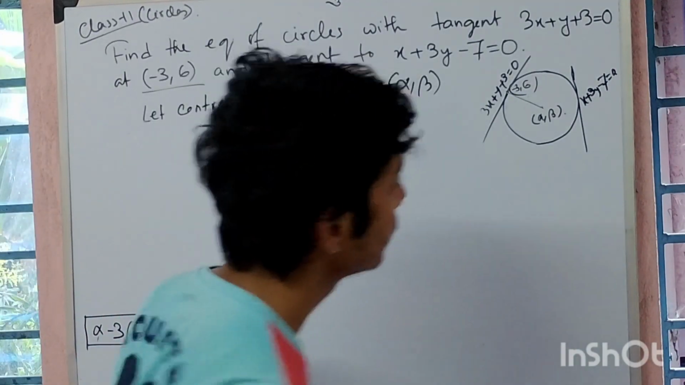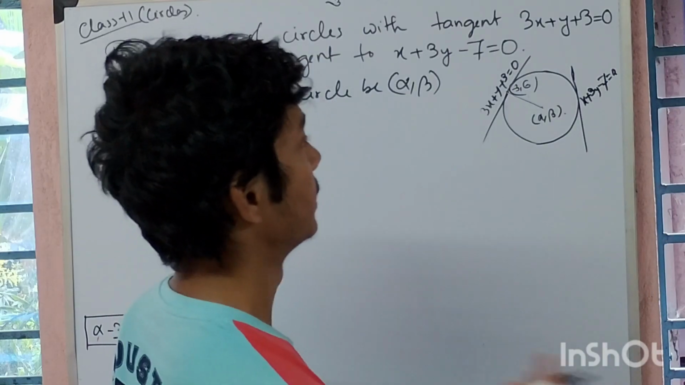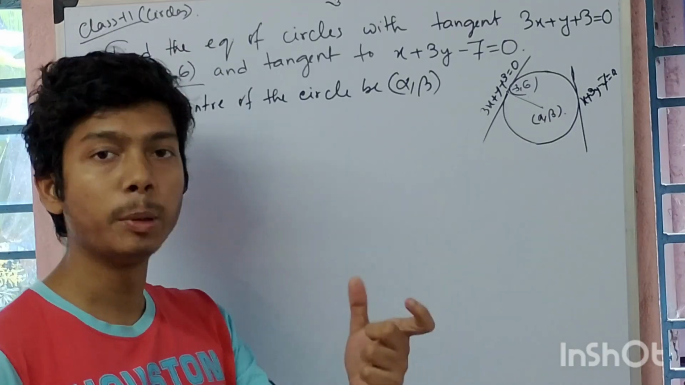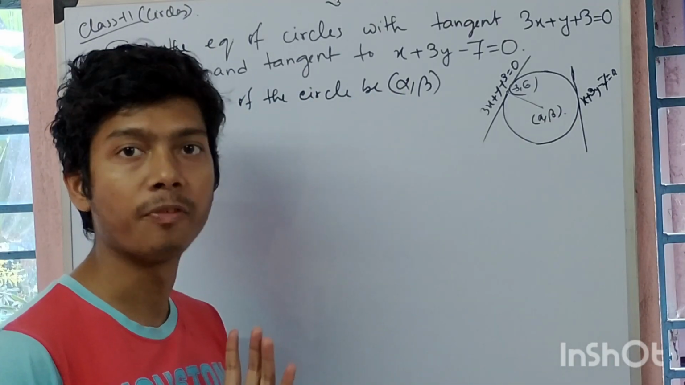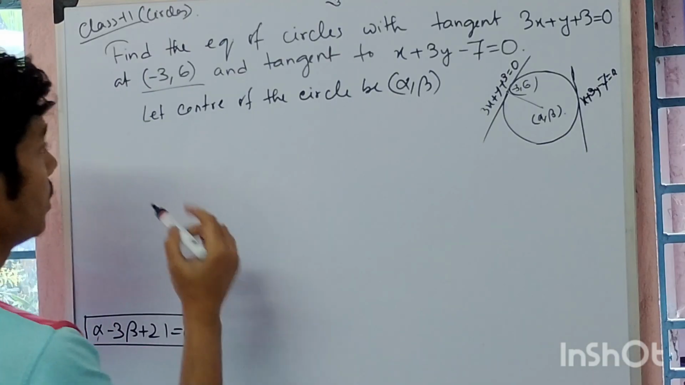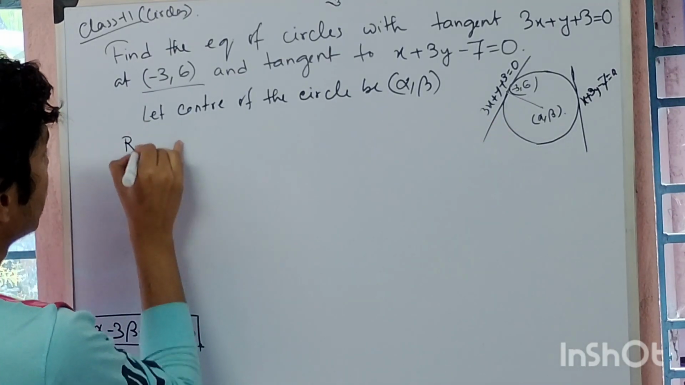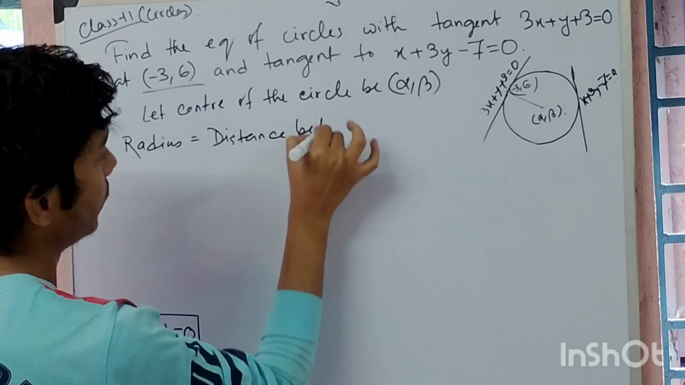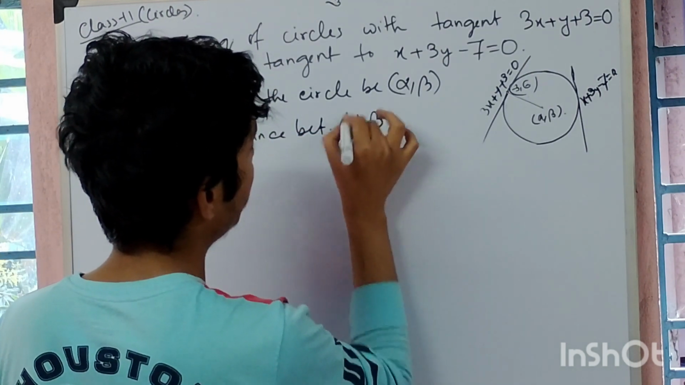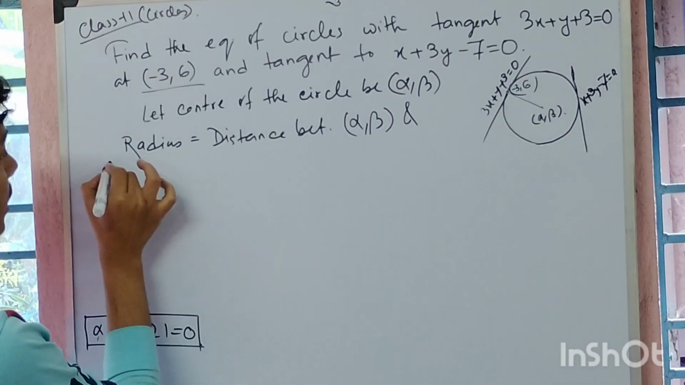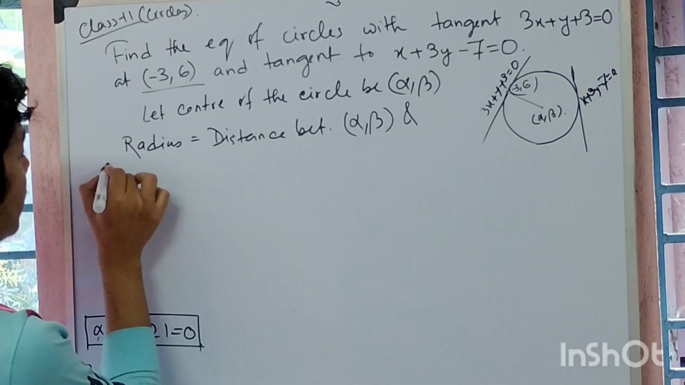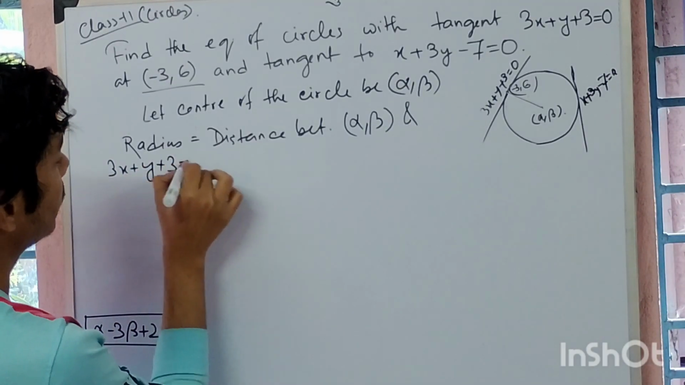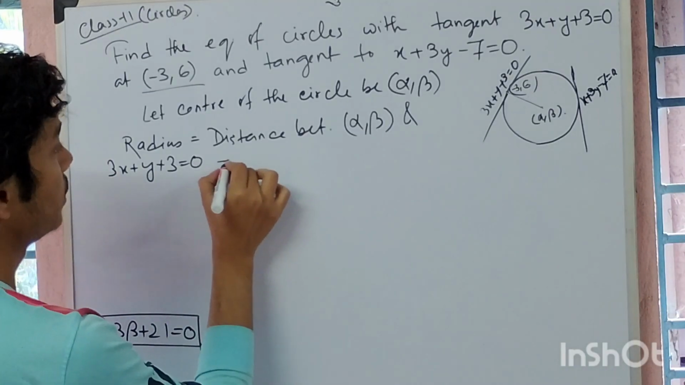Look at this. What is the distance between this center and the tangent? The distance between the center and the tangent is always the length of the radius. So first of all, radius equals the distance between alpha comma beta and this straight line, which means the tangent 3x plus y plus 3 equals 0. What will this be? What is the distance formula?